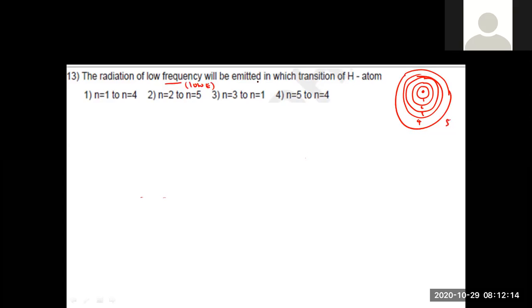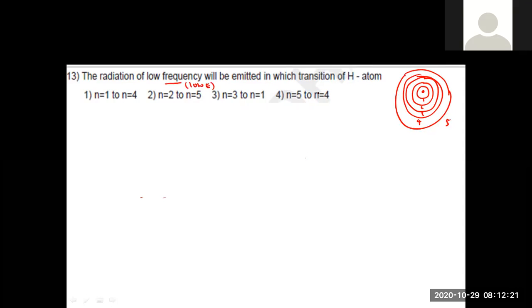Sir, how can the first two options be a transition of hydrogen emission? There will be no emission in the first two options, there will be absorption of energy. Yes, good. 3 to 1, the energy will be high, so it should be option 4. Yes, sir. Option 4. Correct. Your analysis can eliminate two answers.